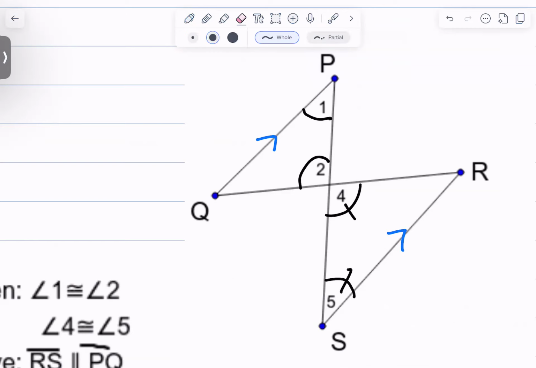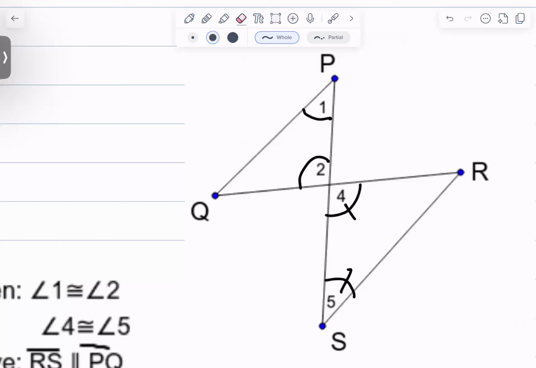Alex. Why? They are alternate interior. Yes, they're alternate interior angles, right? Angle 1 and angle 5 are alternate interior angles, correct? If those lines are parallel, then I know for a fact that angle 1 is congruent to angle 5, right? Yeah, if the lines were parallel. But I've got to prove that. I don't know if they're parallel.